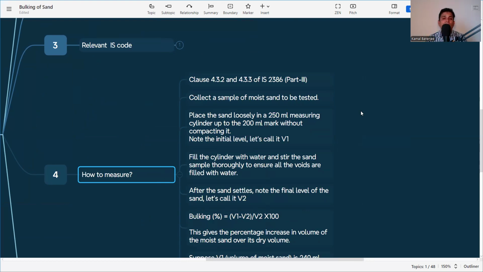It is very simple, everyone knows it, when we are doing it in the laboratory, in the site lab. This is a very simple method: take a sample of moist sand to be tested. Place the sand loosely in a 250 ml measuring cylinder up to the 200 ml mark without compacting. Note the initial level, let's call it V1. So we need to take the 250 ml cylinder and pour the sand up to 200 ml.